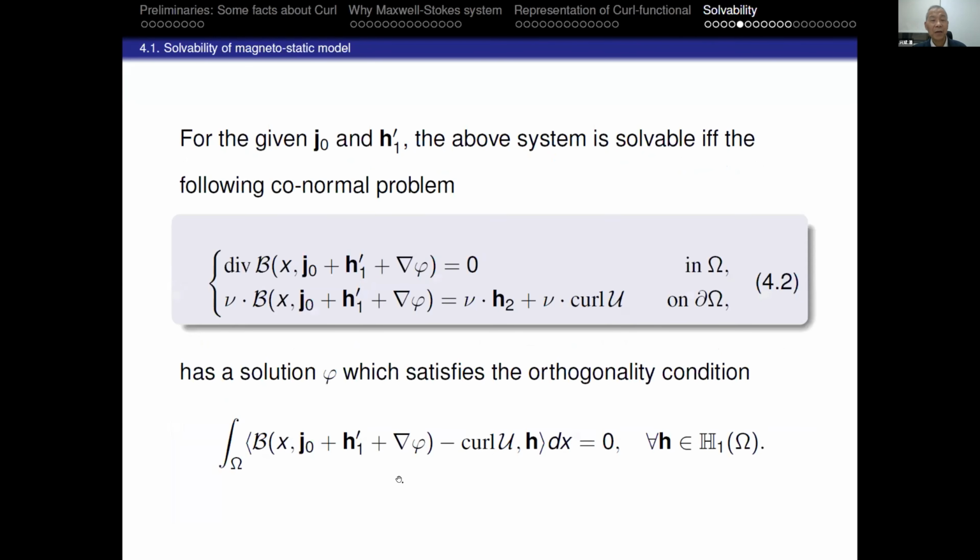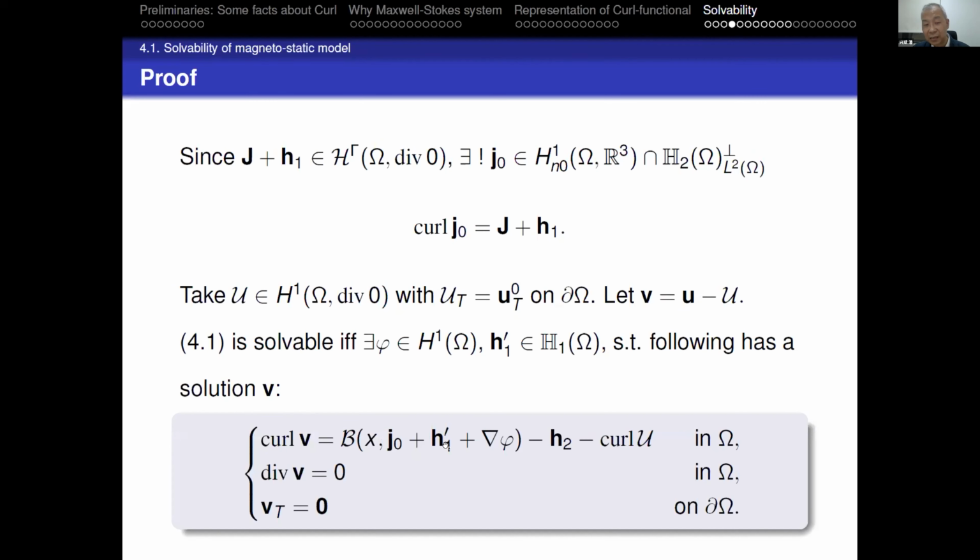So we say that for the given J0 and H1 prime, this system is solvable if and only if the following conormal problem for phi has a solution and phi satisfies the orthogonality condition. This right side is also orthogonal to H1. And then it guarantees that this term is in the image of Q. Then you can solve this equation because the right side is in the image of Q, you find some V. And after you find V, you go back to U, and this gives you the solution of the original equation.